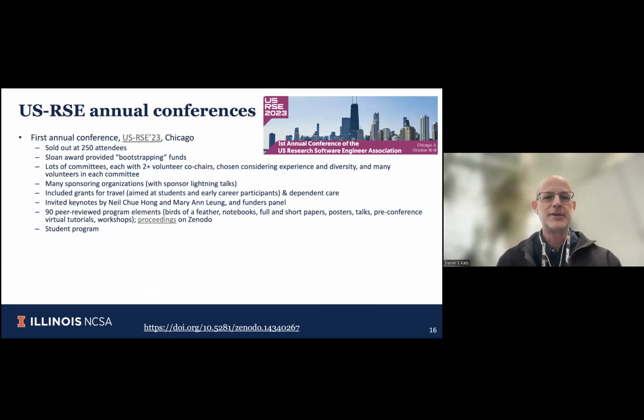Now, we had lots of committees and volunteers, and we tried to bring in people with less experience on each of those committees so that they could grow and work on the next year's committee. A lot of different sponsoring organizations. We had some grants for travel for students and early career participants, and a grant that helped pay for dependent care. We had a couple of invited keynotes and a panel of funders, and about 90 different things in the program, a mix of lots of different things, of which maybe the most innovative was peer-reviewed notebooks that then got presented and got archived as well, and a student program.